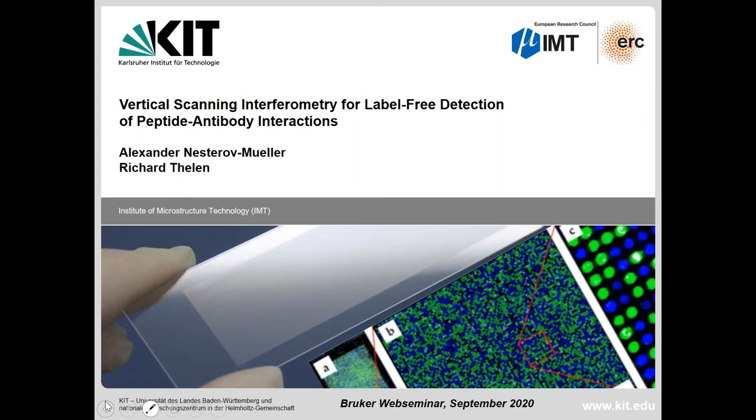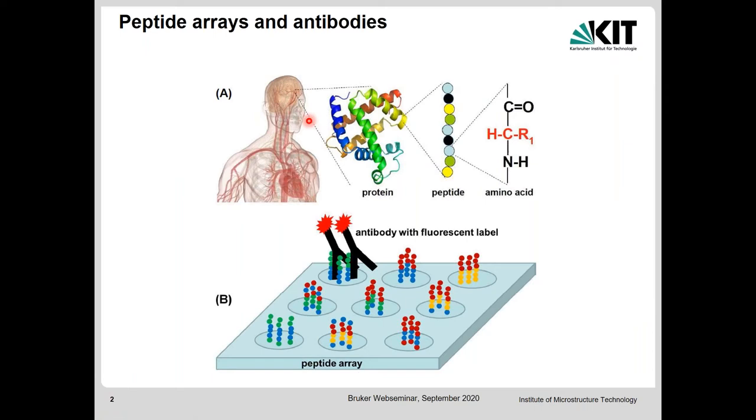First, about motivation. The human body has a large amount of proteins with important functions, and peptides are nothing else but short fragments of these proteins. Peptides are constructed with only 20 different biogenic amino acids. It is a very interesting property of antibodies that they can bind specifically to small peptides according to the key-lock principle. This allows for antibody detection and profiling in a high-throughput manner using peptide arrays.